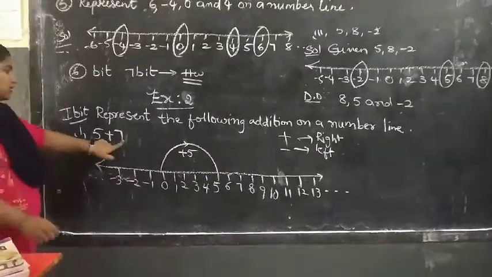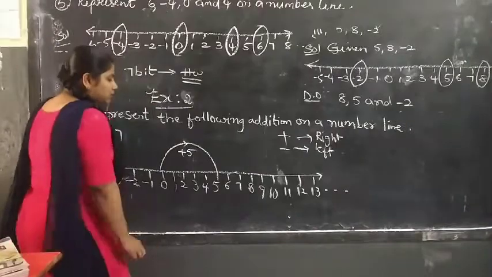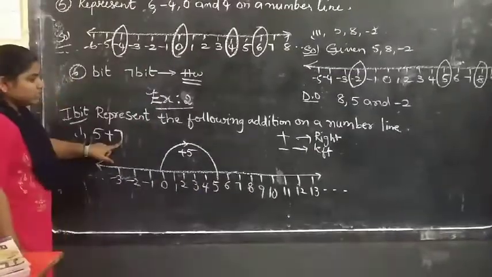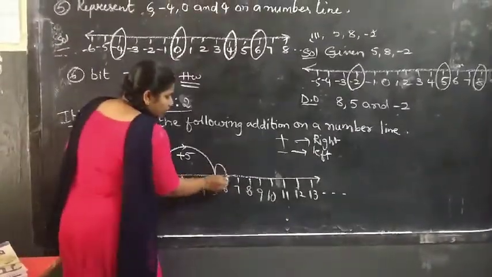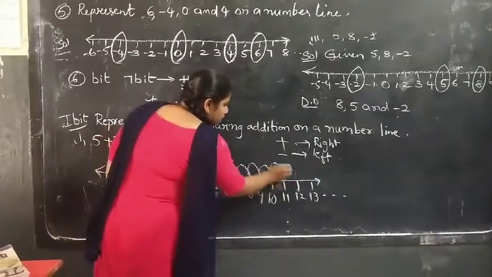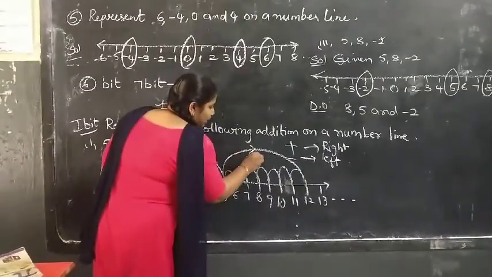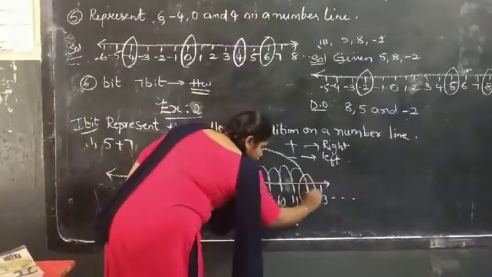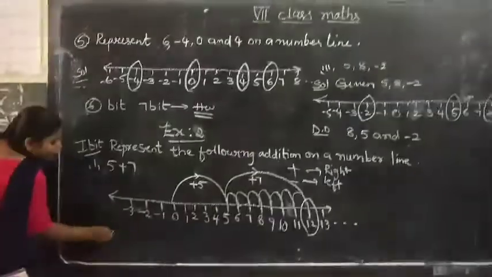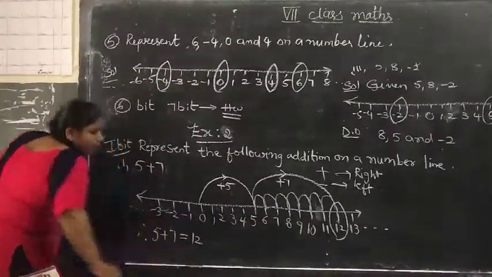Next is 7. 7 also has a positive sign. That means you have to move again to the right side only. How many times do you have to move? 7 times. 1, 2, 3, 4, 5, 6, 7. So what is the result here? The result is 12. So you got the result as 12. Therefore, what will you write here? 5 plus 7 is equal to 12.